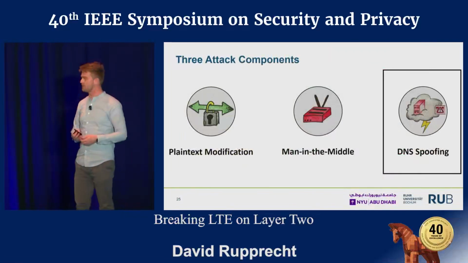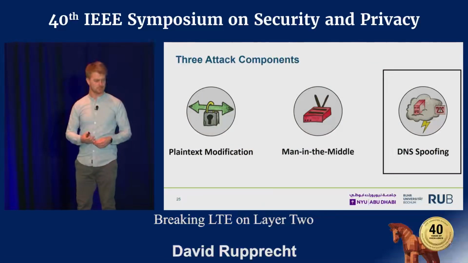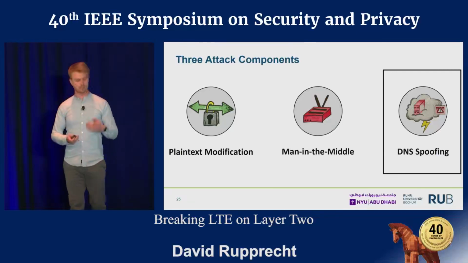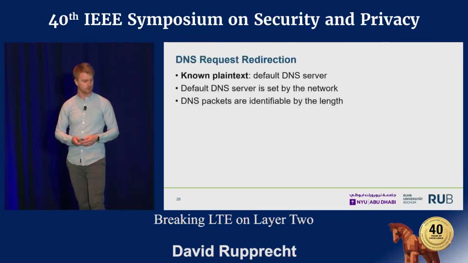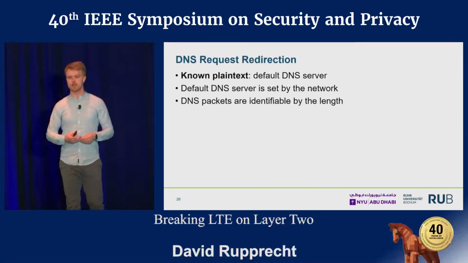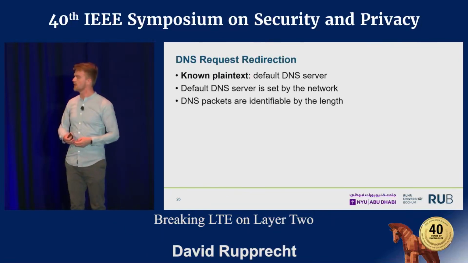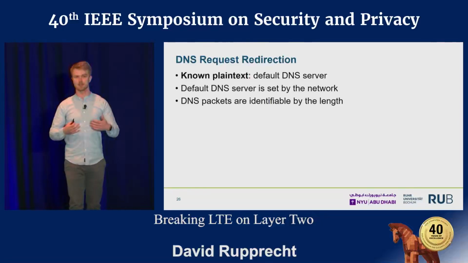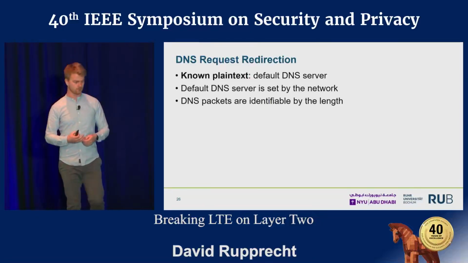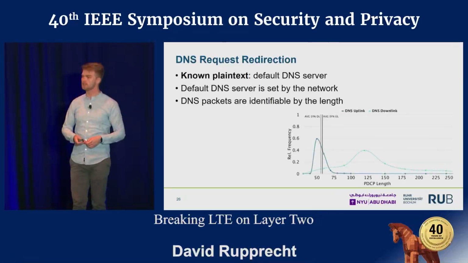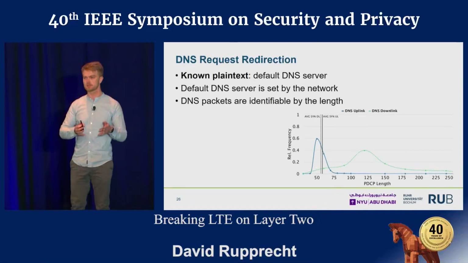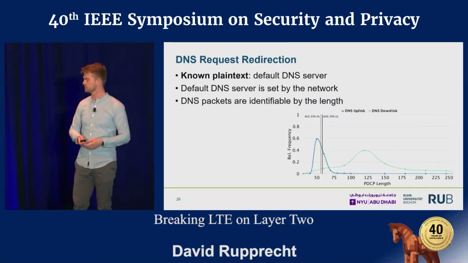So as one example of manipulating the ciphertext, we can perform a DNS spoofing attack. The interesting fact on DNS is that the LTE network sets the DNS server at the beginning of each connection. So an attacker can easily guess the plaintext of these DNS requests. Further, DNS requests are easily identifiable by their length. So we can easily distinguish between DNS request packets and normal TCP traffic. This is why we chose to use DNS as one target.